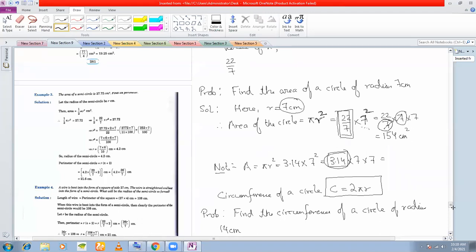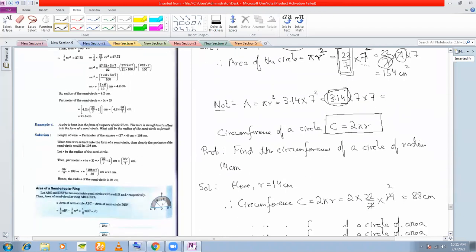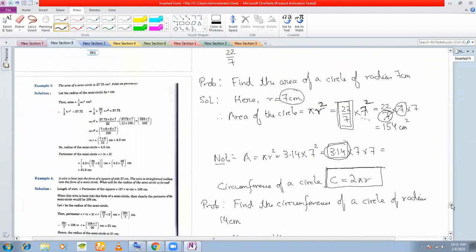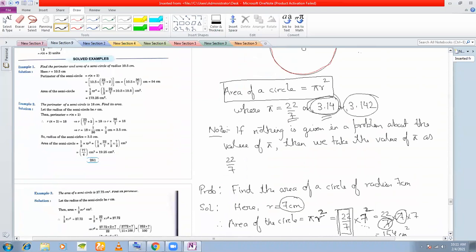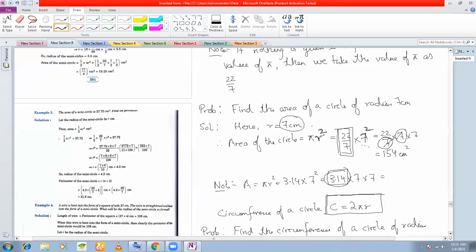Okay. The formula for circumference is C is equal to, tell me. So I got disconnected, can you please repeat? The formula for area of a circle is pi r square. Here I have given you the formula, pi r square. So when we are calculating the area, we are squaring the radius. That is why I have squared 7 here.